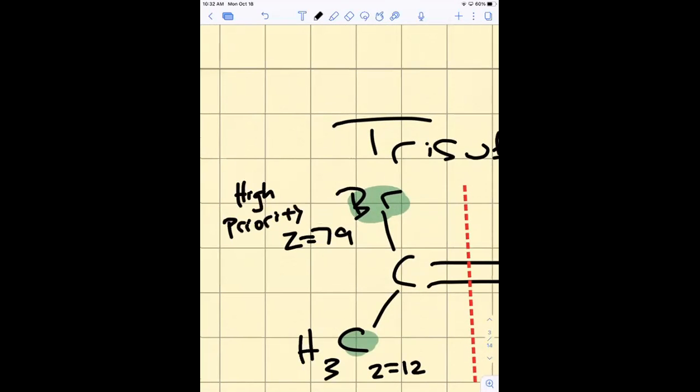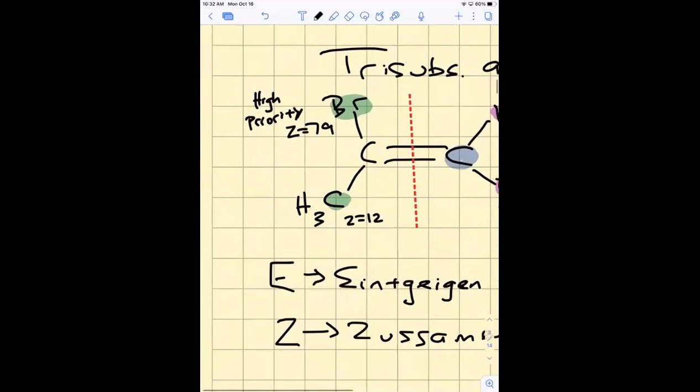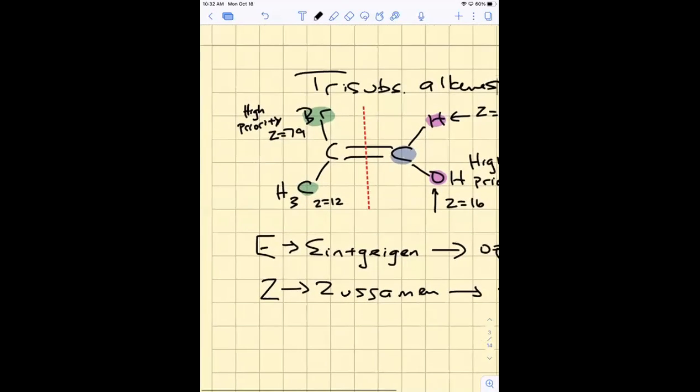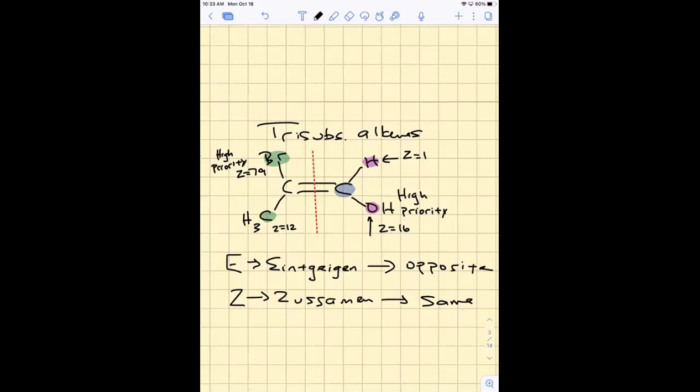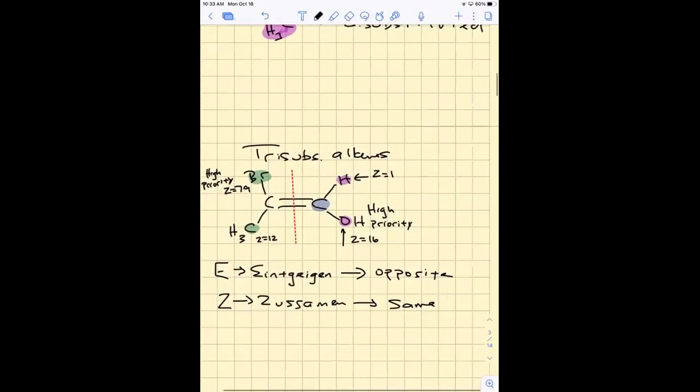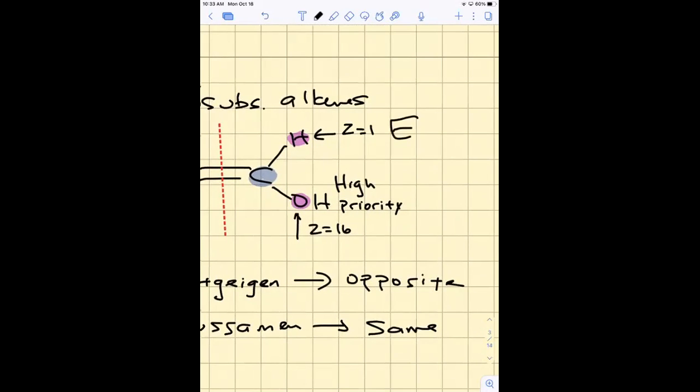I have a question. Go ahead. Why are we looking for the high priority group again? Because we need to figure out whether it's E or Z. Because it's a trisubstituted alkene, you can't use cis or trans, so you have to use a different convention, and so we use E or Z. So now we go back to opposite versus same. In this case, are the high priority groups on the same side or on opposite sides? Opposite. So this is an example of what we call an E alkene.